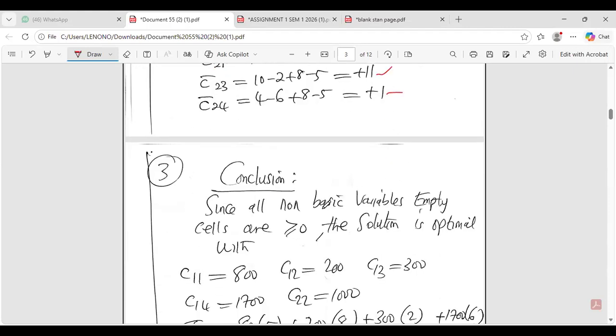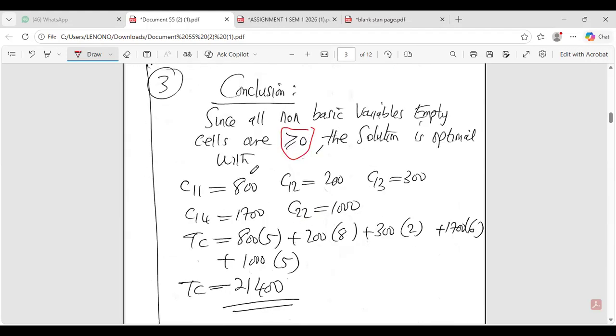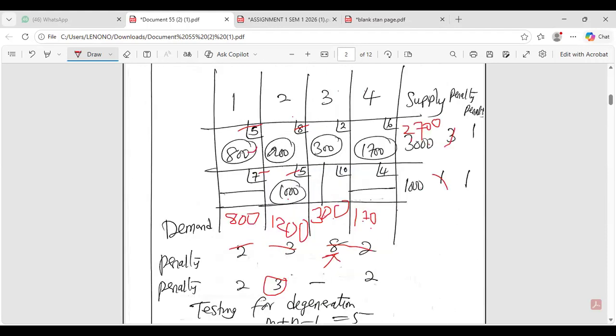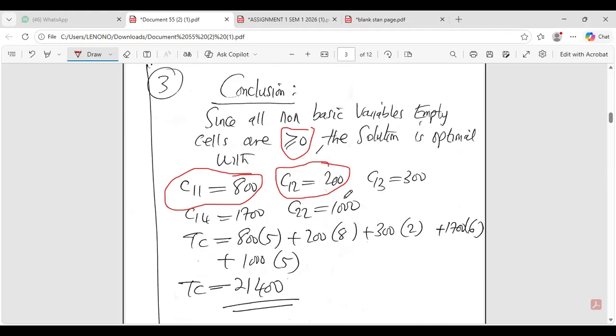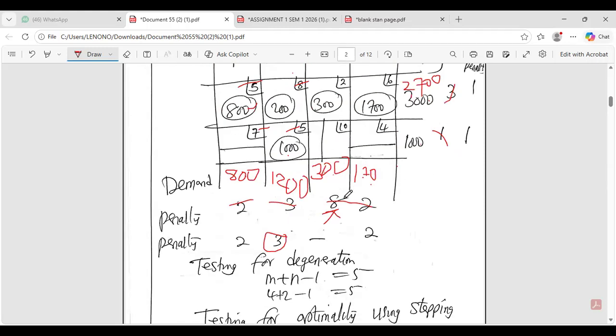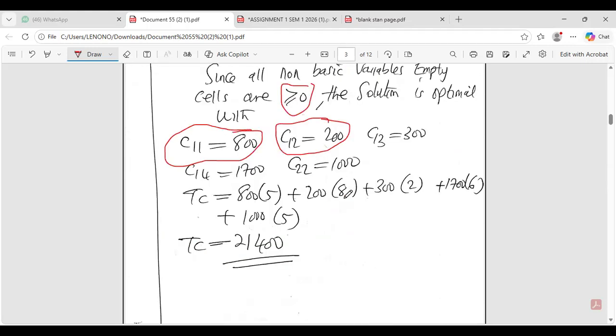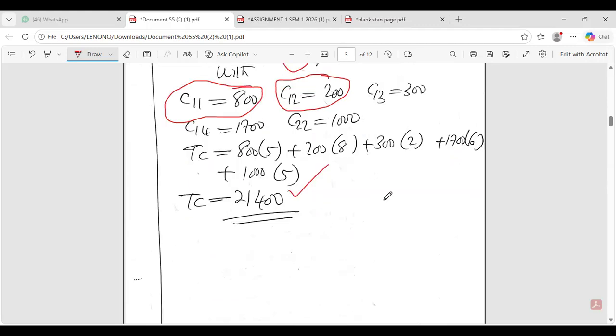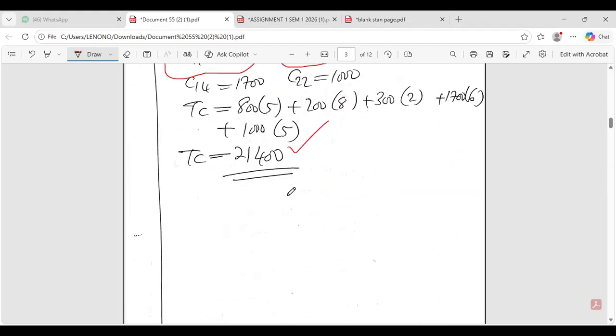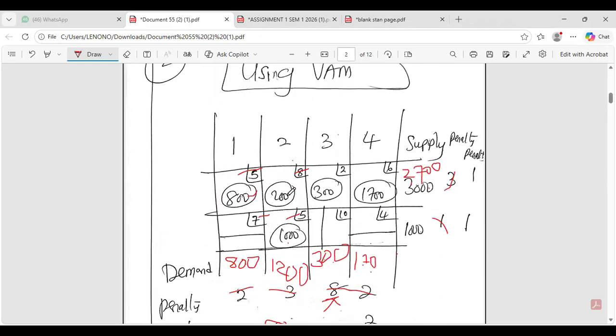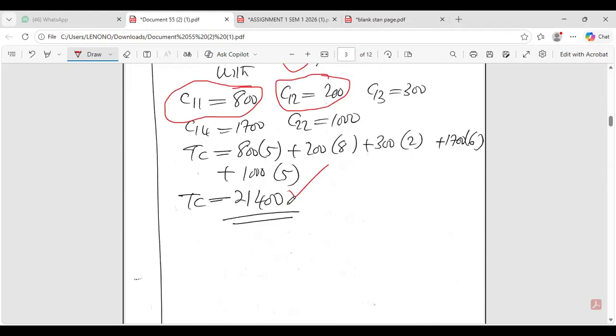So in conclusion, since all non-basic variables, empty cells, are greater or equal to 0, the solution is optimal with the C11 800, C12 200. So C11, these are the ones. C13 is 300. C14 is 1,700. And of course, C22 1,000. So the total cost is giving us 21,400, and that is an optimal solution for this one, backing up question 1 solution.